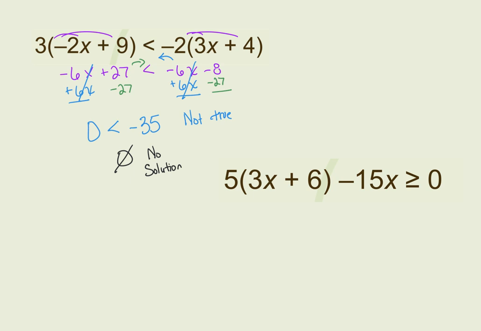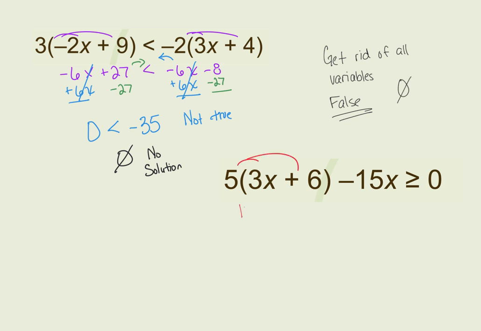So that's one scenario. It's when you get rid of all your variables. So all your variables end up zeroing out, and you have a false statement. And that is no solution. Let's look at the next one.